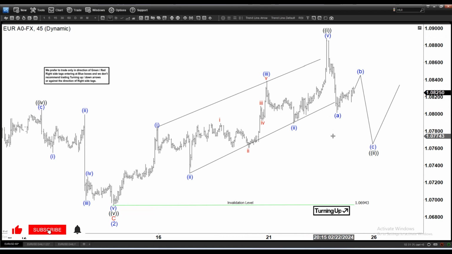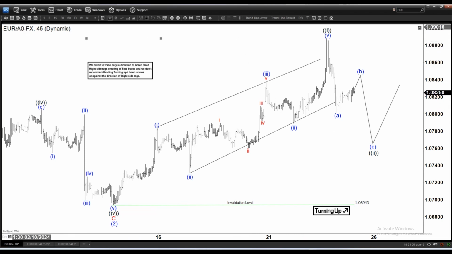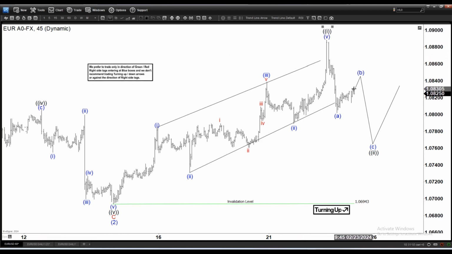Today is February 23rd and the chart of the day is the Euro Dollar, 45 minutes time frame. Today what I want to focus on is only the shorter cycle, because the clearest structure, or the clearest pattern to me, is only in the shorter cycle. That's what I want to be focusing on.